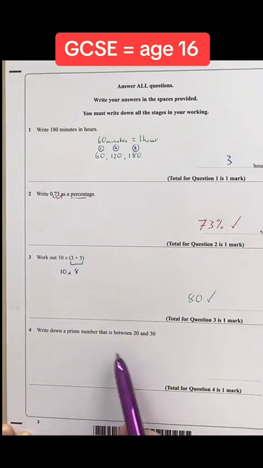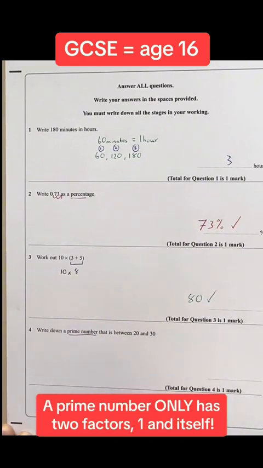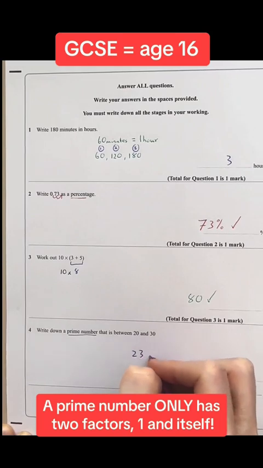Write down a prime number that is between 20 and 30. Well, a prime number only has 2 factors, the number 1 and itself. The only prime numbers that are between 20 and 30, in this case, are 23 or 29.